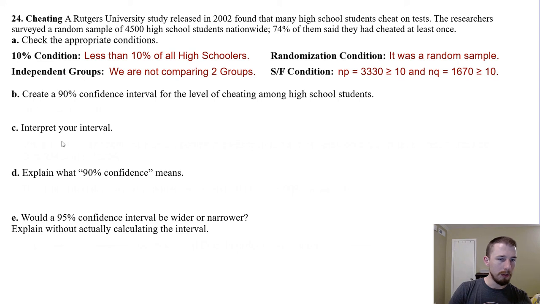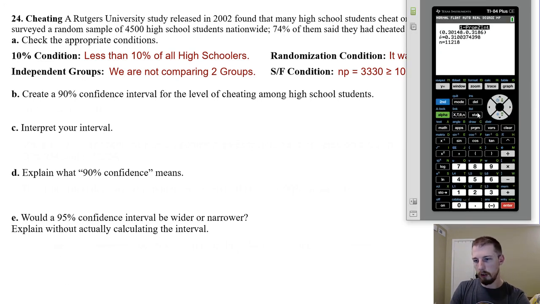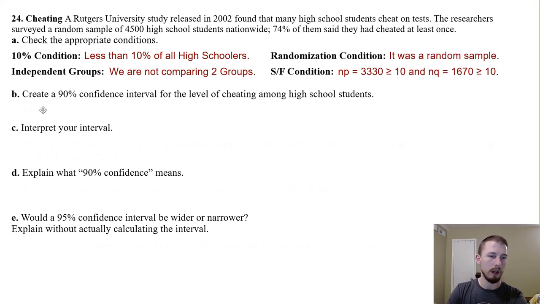All right, create a 90% confidence interval. So again, we'll just put this right in the calculator. We'll go stat test. The hard part's really interpreting it anyway, not just putting it in the calculator. They said 0.74 out of 4,500. So that's a nice value. It's not rounded, so we don't have to change anything. Out of 4,500, we want only 90% confidence. So there we go. There's our 90% confidence interval. I just copied it down. Interpret the interval: we're 90% confident that the true proportion of high schoolers in America who reported cheating on at least one test is between those two values.